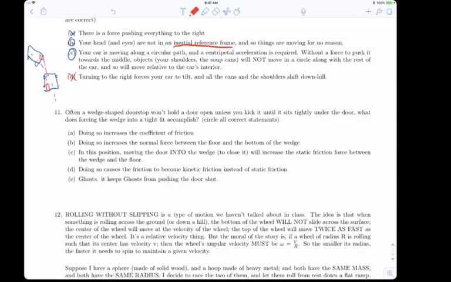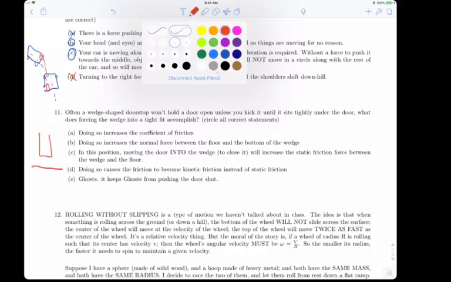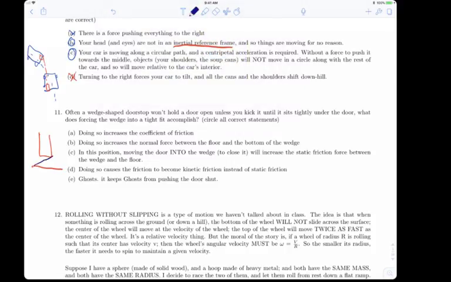Often, a wedge-shaped doorstop won't hold the door unless you kick it slightly under the door. What does forcing a wedge into a tight fit accomplish? Here's your door. Here's the floor. Here's your wedge. That's the worst wedge anybody's ever drawn. Here's the wedge.